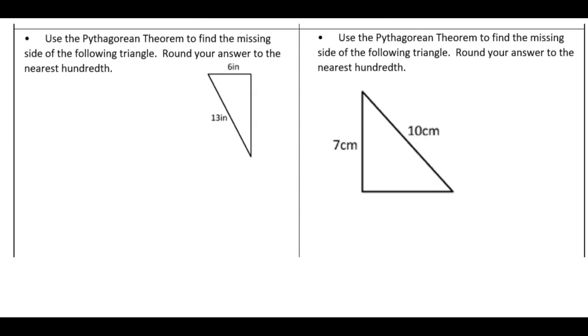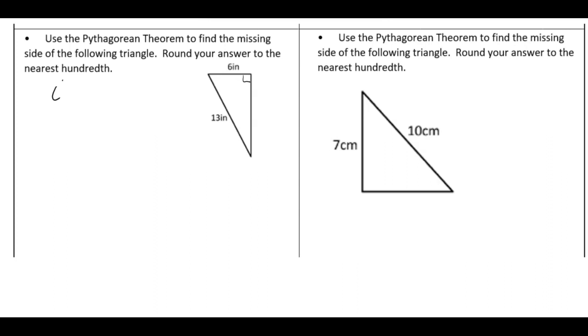Let's take a look at some more Pythagorean theorem problems. So we're trying to find the missing side of the following triangle. It's not written, but we are going to assume, based on how it's written, that that's a 90-degree angle. If it were not a 90-degree angle, we could not use the Pythagorean theorem. So the fact that they're asking us to use the Pythagorean theorem suggests this is a 90-degree angle.